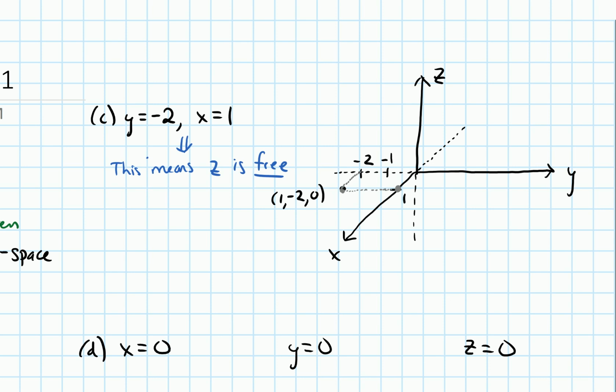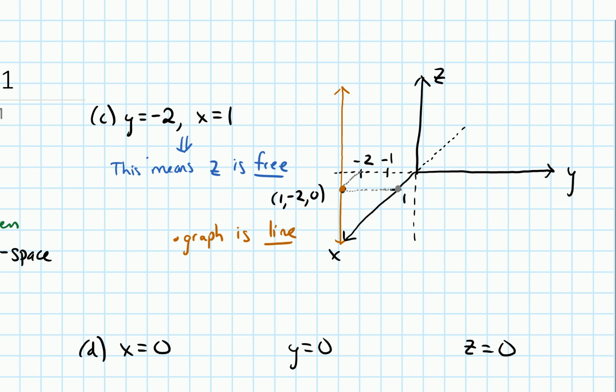So the fact that z is free, the fact that z is anything means not only can it be 0, so where we are at this point, but I can go straight up or straight down as long as I keep the x-coordinate 1 and the y-coordinate -2. So that means I could go straight up and just increase the z values. I could also go straight down and decrease the z values. And what that produces is a line. So the graph is a line that goes through this point 1, -2, 0.